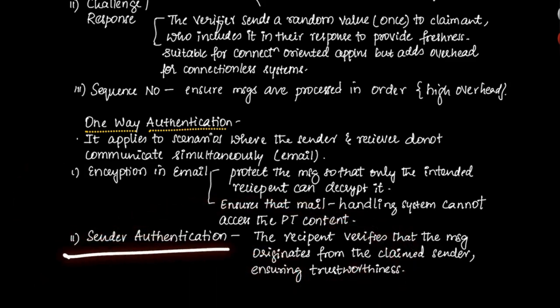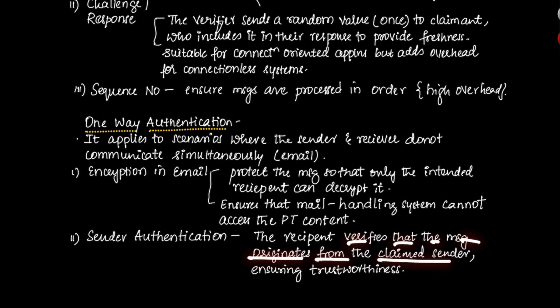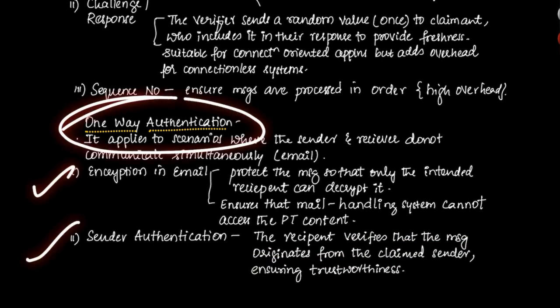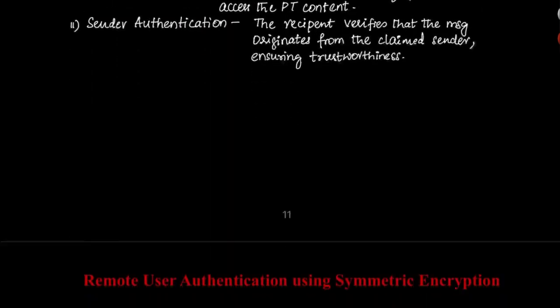So proper encryption of mails is very important. Next we have sender authentication. So the receiver will verify that the message originated from the claimed sender, ensuring the trustworthiness. So these two steps are very important while we are dealing with one-way authentication.